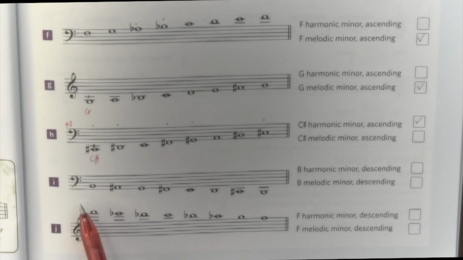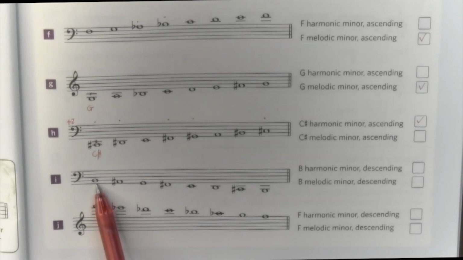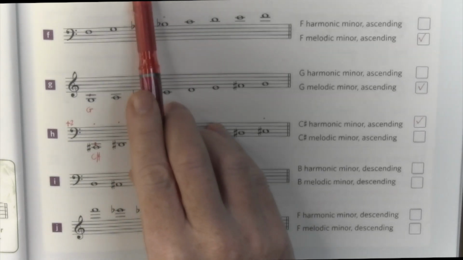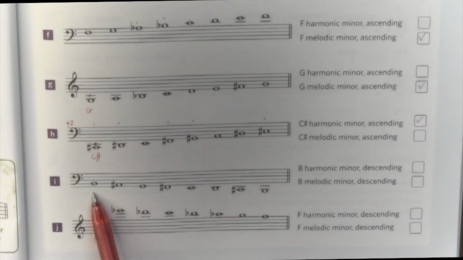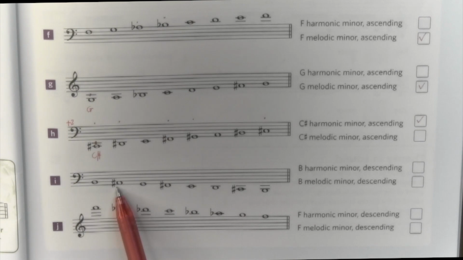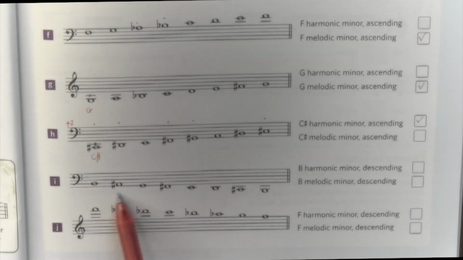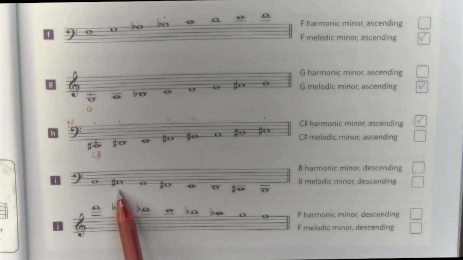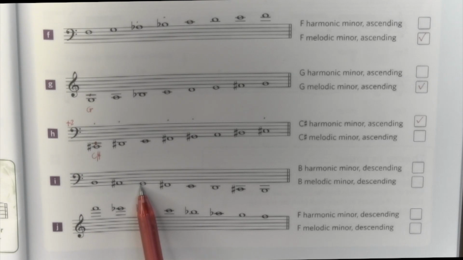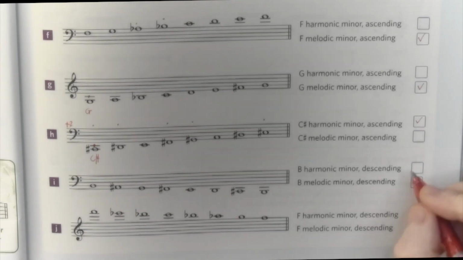Let's continue. B minor plus 3 semitones is D major, and D major has 2 sharps. Now, we have 2 sharps here, but we have also another sharp. We have the leading note of B minor, which is A sharp, and we have an augmented second between these 2. So this is a harmonic scale.